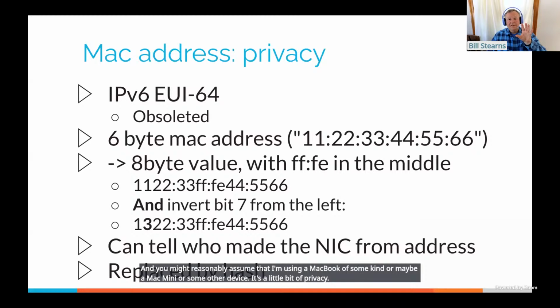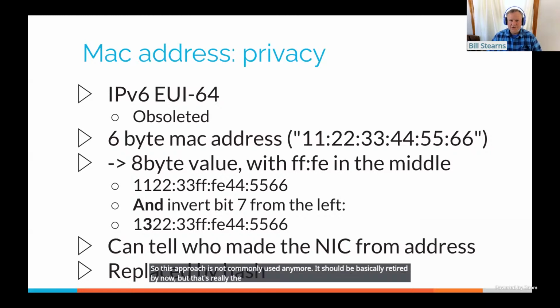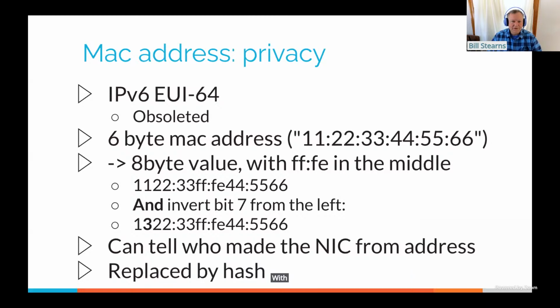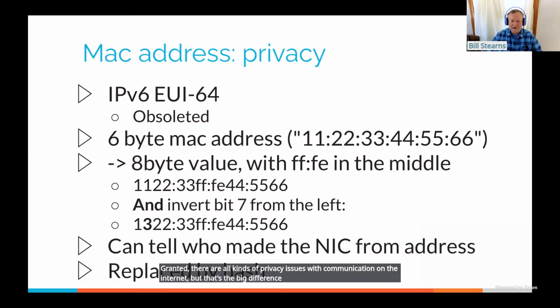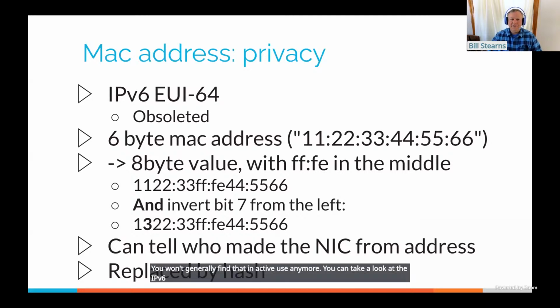So this approach is not commonly used anymore. It should be basically retired by now, but that's really the only privacy issue with how IP version 6 works. That's really not a big problem. Now, granted, there are all kinds of privacy issues with communication on the internet, but that's the big difference between IPv4 and IPv6. You won't generally find that in active use anymore. You can take a look at the IPv6 addresses going in and out of your building and say, hey, are any of these guys using that generated approach? If so, I should check on that.